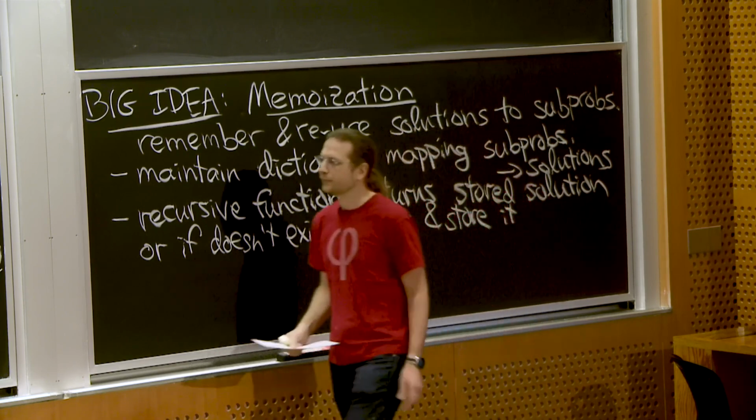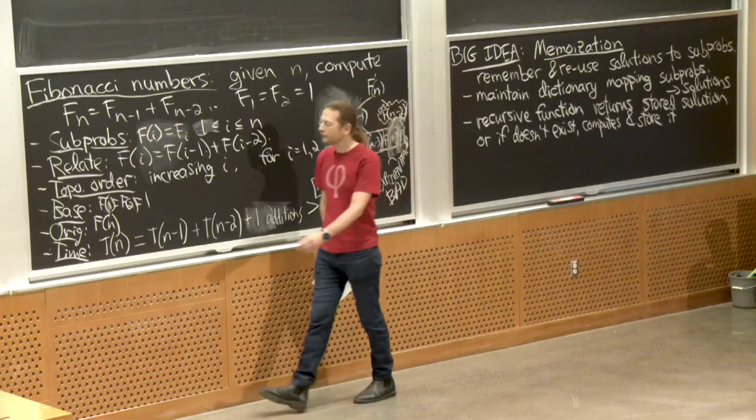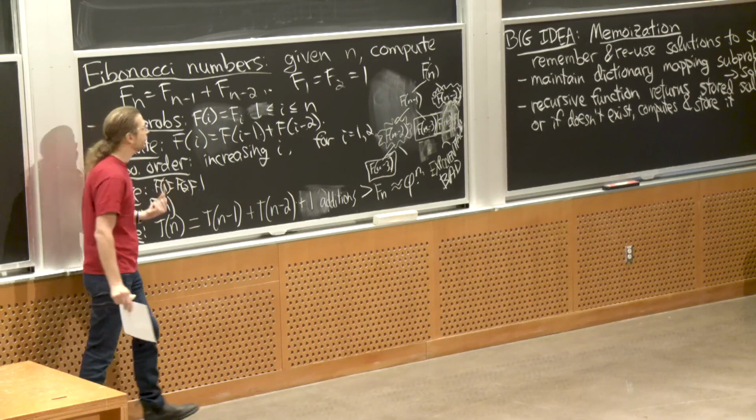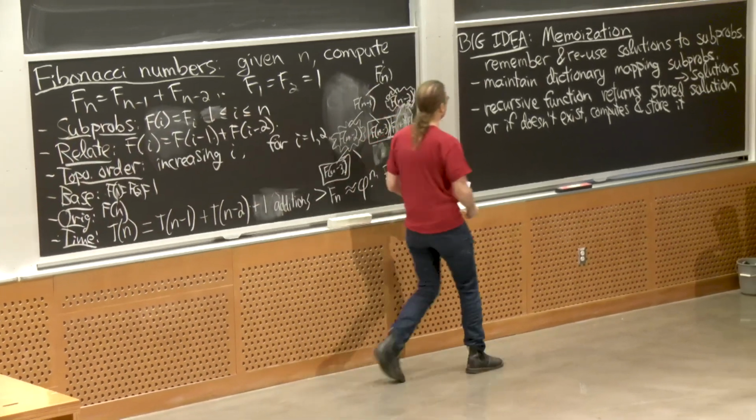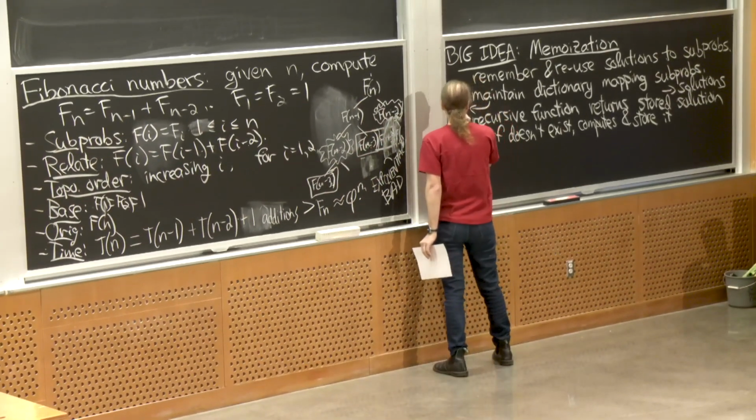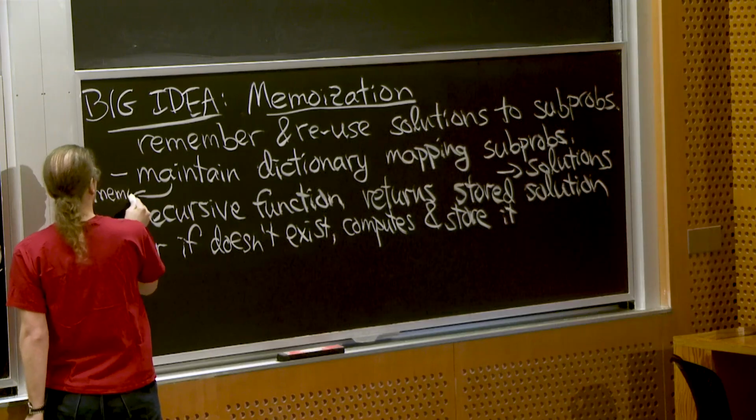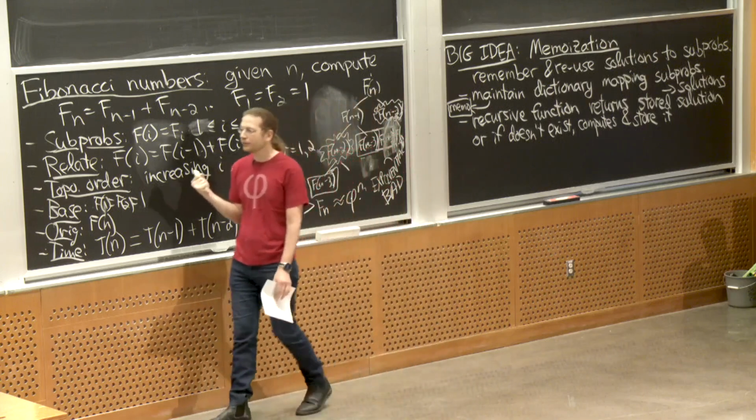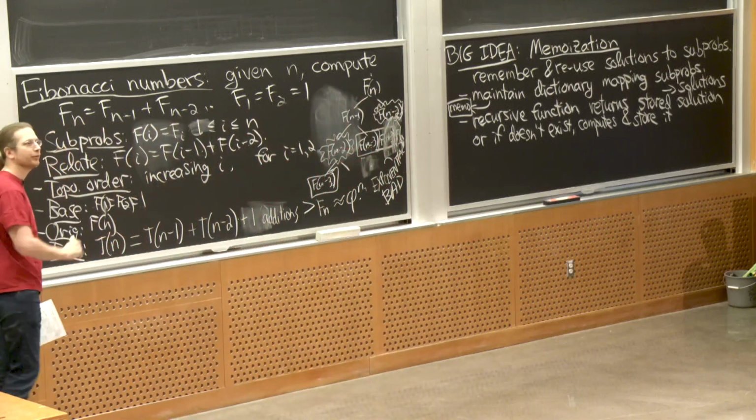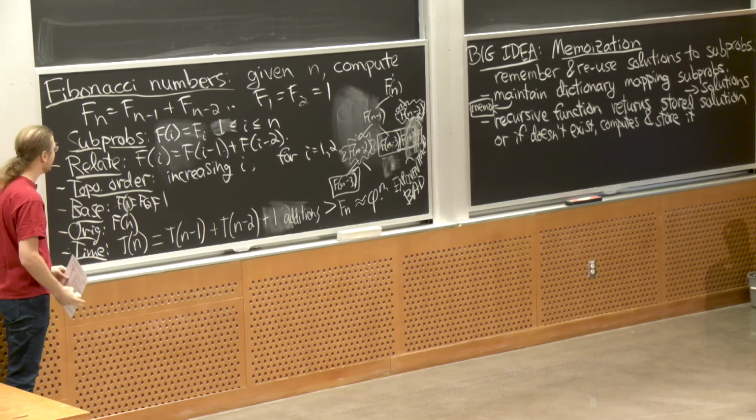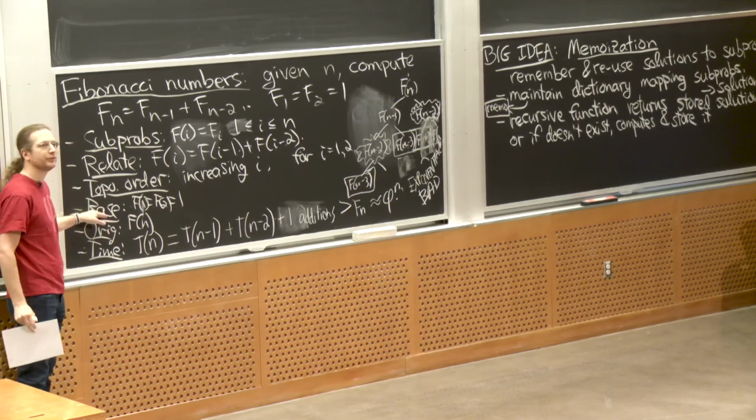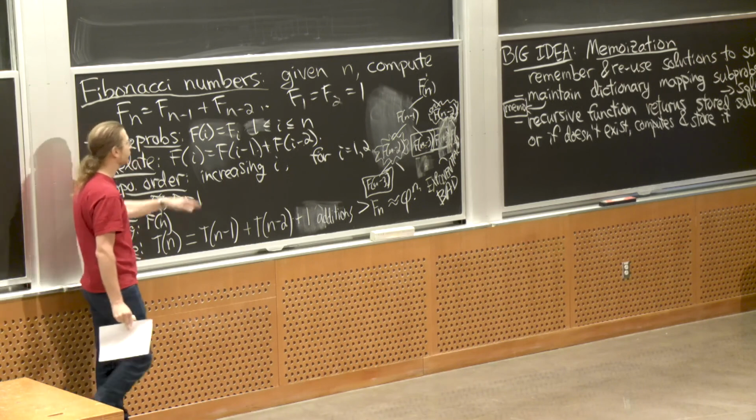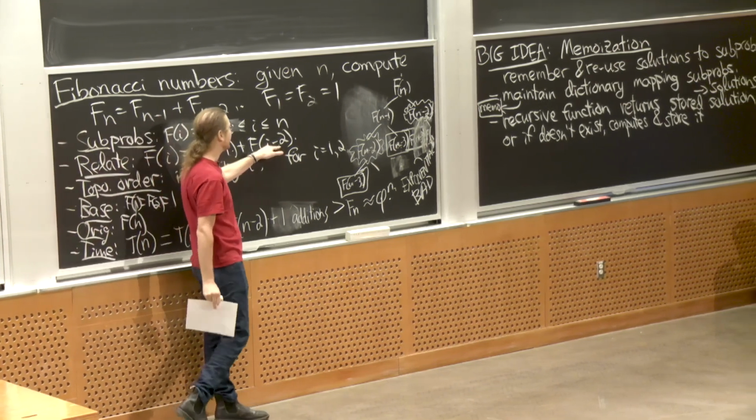So what the code would look like to define f of i is first we check, is i in our data structure? This is usually called the memo. So we say, is this subproblem, is i in my memo data structure? If so, just return memo of i. Done. No recursion necessary. Otherwise, check if I'm a base case. If so, done. Otherwise, recurse. So recursively call f of i minus 1 and f of i minus 2.